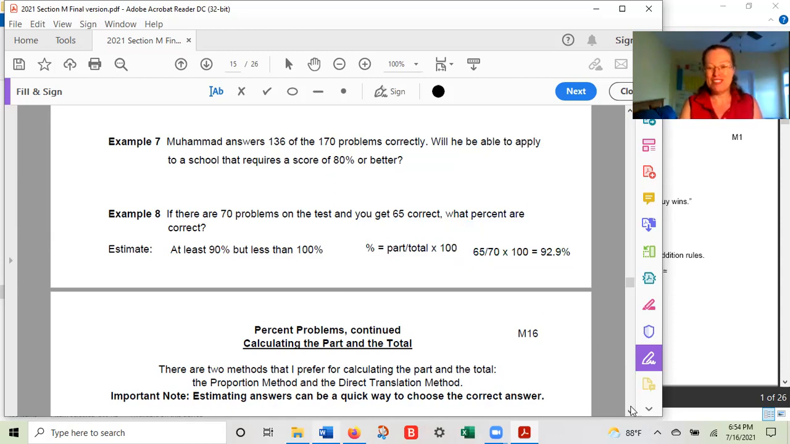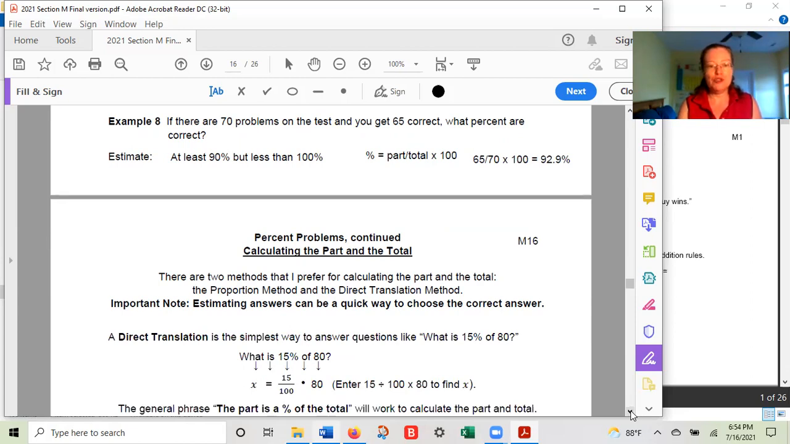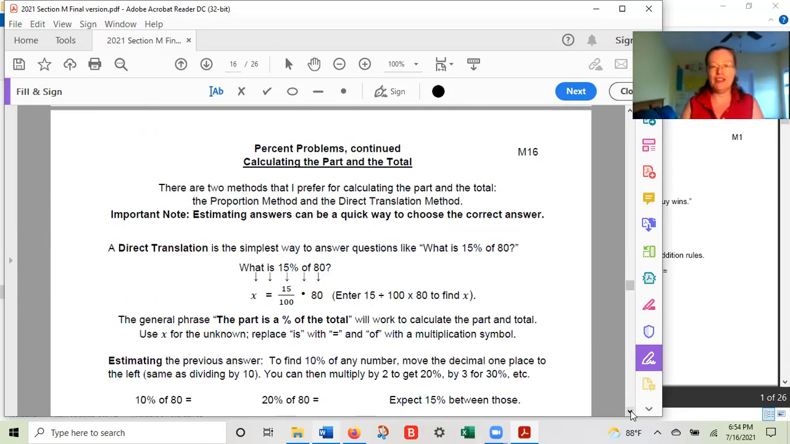Let's move on to what is currently page M16. This is where we're going to calculate the part and the total amounts. And there's two methods that I prefer for calculating the part and the total: a proportion method and the direct translation method. And I want to continue that important note that estimating answers can be a quick way to choose the correct answer. You can always come back and finish solving it exactly later.